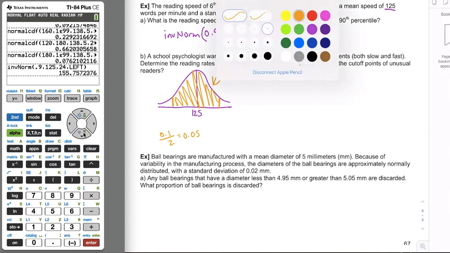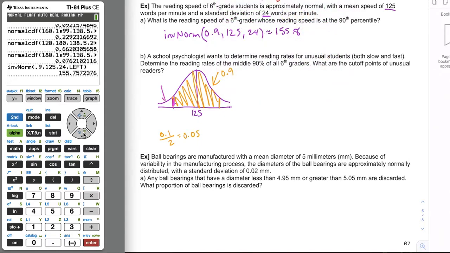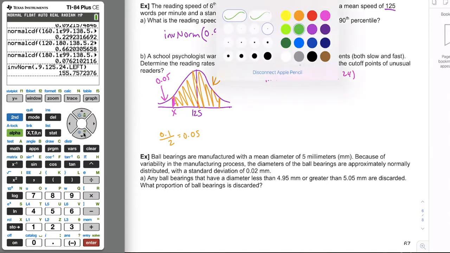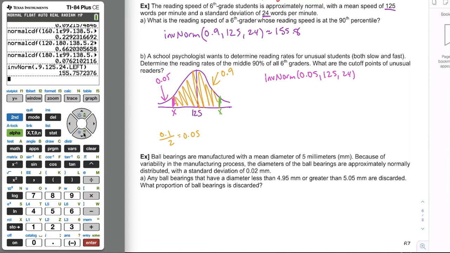So now I have, first of all, found the area here. To the left of this x value is 0.05. So I can do an inverse normal with an area of 0.05 to the left with the same mean and standard deviation. When it comes to this one, right, because it's asking us for 2 scores that cut off the middle 90%, the area to the left would be 0.9 plus 0.05, so 0.95.